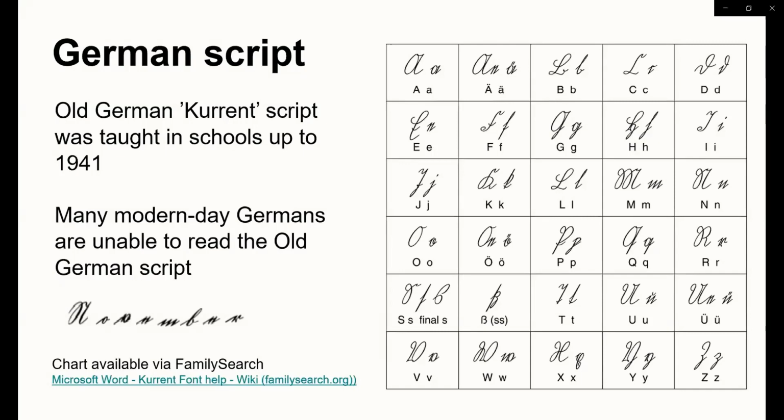The example I have here on the left is the word November, which is spelled exactly the same in German and in English. You can see that it's a little challenging, even with the letters all separated. Imagine how much more confusing it might be with the letters joined up in normal handwriting. Records written in current script can cause major confusion, particularly in relation to place names.